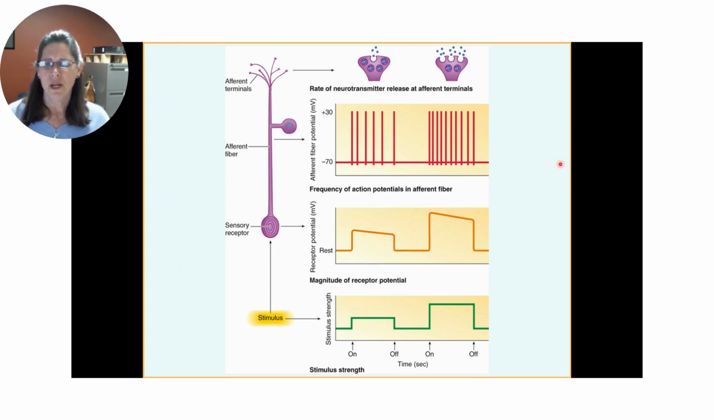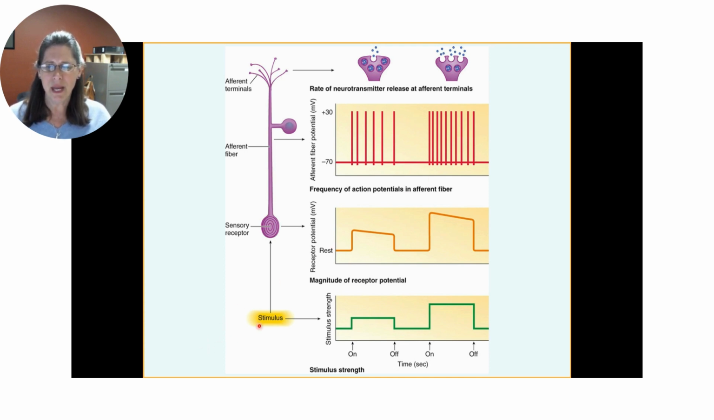So this one is just showing you how the magnitude of the receptor potential can change the frequency of the action potential. So here it's showing you that the rate of the neurotransmitter release at the afferent terminals can affect the frequency of action potentials at the afferent fiber. The afferent fiber is the same thing as the axon of the afferent neuron. Remember, sometimes we call things fibers because they're long, but they're referring to the axon. There could be the receptor potential. How strong is the receptor potential, right? And that can affect the action potential. So a stronger receptor potential or a graded potential can cause the action potential to fire faster.